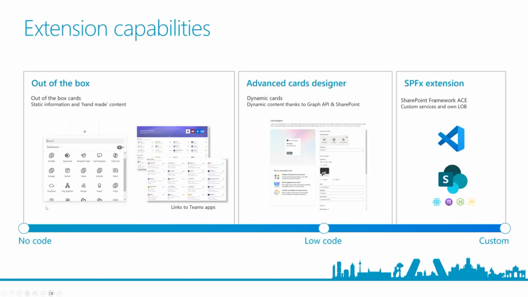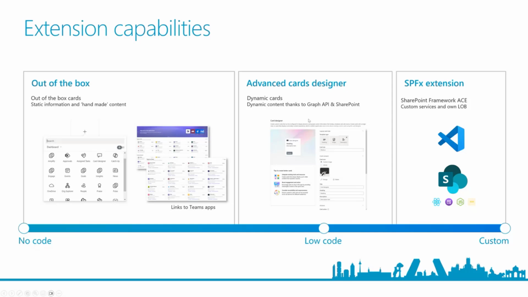We have the no-code part with out-of-the-box cards, and a lot of them are nice, but all of the data there is static information, and you have to contribute the content by hand. If you have some change, you need to make every change by hand. The second way that we can manage the customization of the dashboard is by using the advanced card designer, and it's what I will show you today.